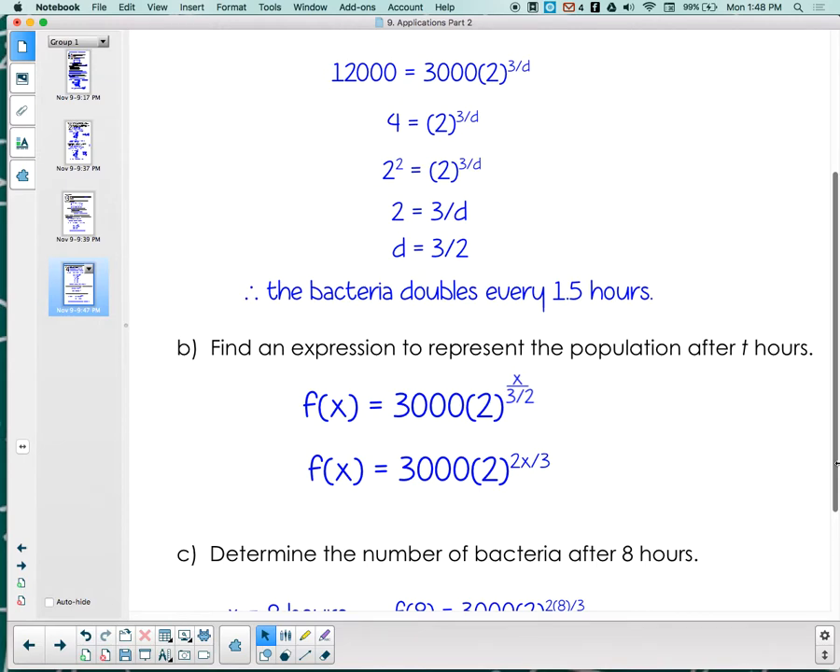Do I need to show that? Yes. x divided by 3 over 2. Right? When we divide fractions, we multiply the reciprocal. So x is going to be times 2 over 3, which means x times 2 over 3.